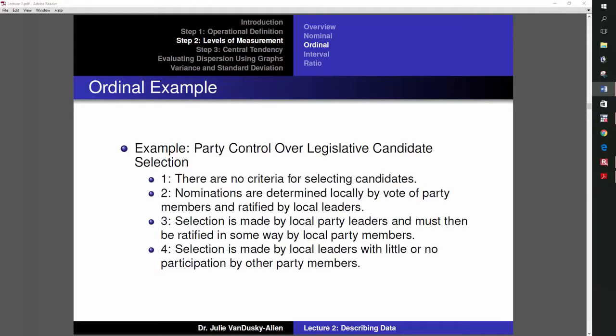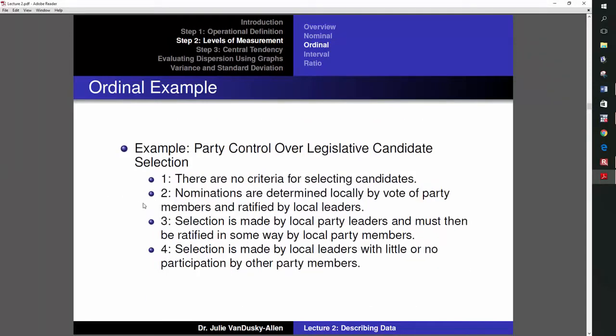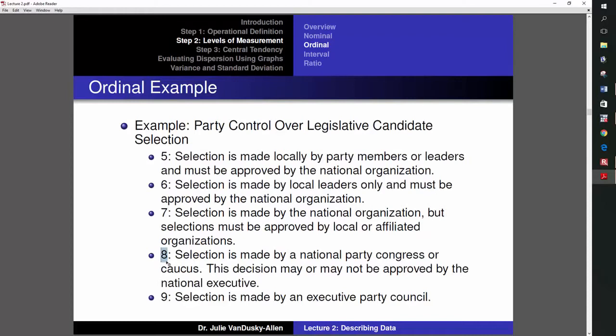The candidate selection variable is an ordinal level variable. There are different categories. The categories are exhaustive in the sense that we included all possible categories. The categories are also mutually exclusive. If a party's candidate selection procedures can fit into one category, they cannot fit into another category. Also note that there is inherent order in these categories. The variable goes from least control over candidate selection to maximum control. However, the actual spaces between these categories are not fixed. For example, there may be a small substantive leap between a 2 and a 3, but a large leap between an 8 and a 9.